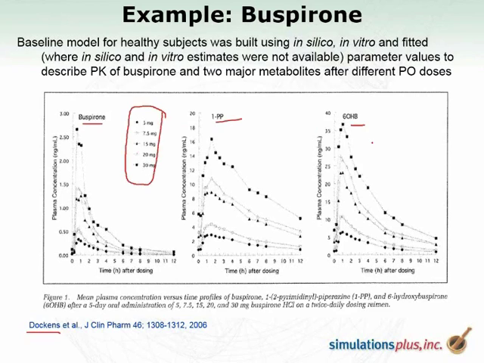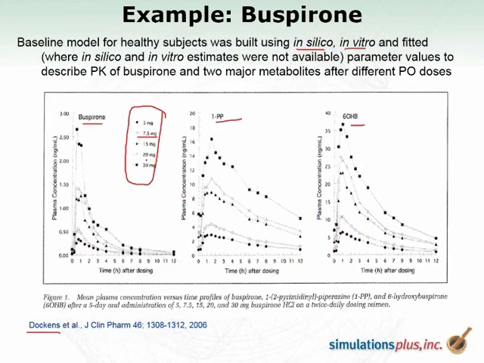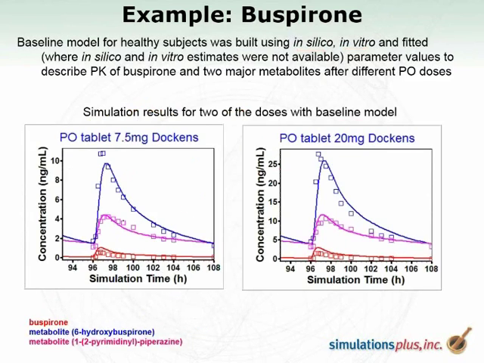Combining all of the in vivo data, in silico predictions for some properties, and in vitro parameters, we were able to create a complete model of buspirone accounting for buspirone as well as these two metabolite PKs. I'm showing here the simulations only for two of those doses, 7.5 and 20, so one of the lower and one of the higher doses. And you can see that she did a very nice job building a model accounting for the dose dependency of buspirone.